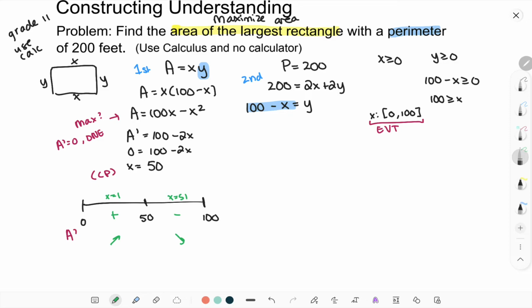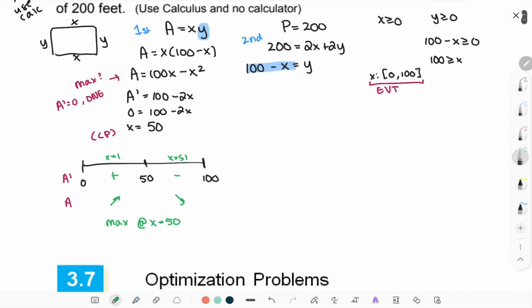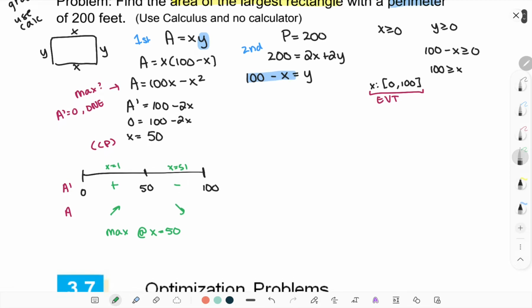So my function A, let me just rearrange this. A prime is up here. This is the resulting increase or decrease of A. Because I'm seeing that change from increasing to decreasing, I do have a maximum at x equals 50. Right? And then technically I should find that y value, but we'll check in a sec. So I have a maximum at x equals 50.